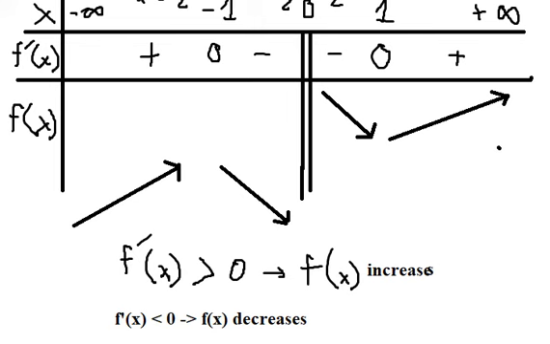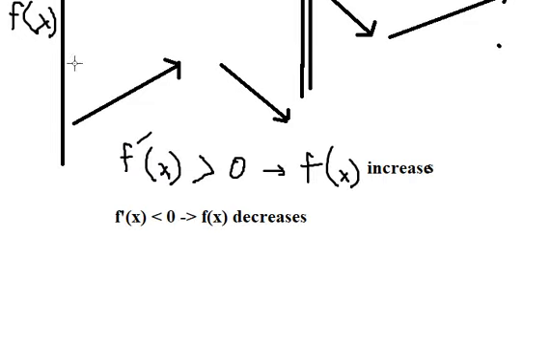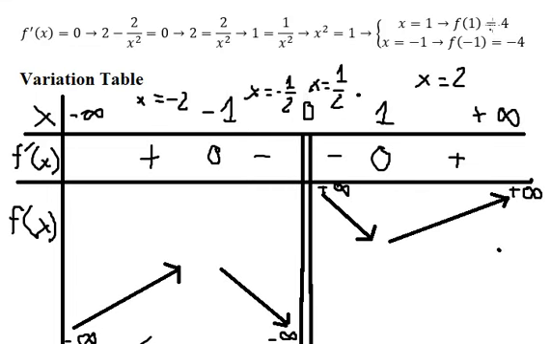Now we know that when x goes to negative infinity, this one is negative infinity based on the limit. This one is negative infinity from the limit. This one positive infinity and positive infinity. So number 1, that is positive number 4. This one we have negative number 4.